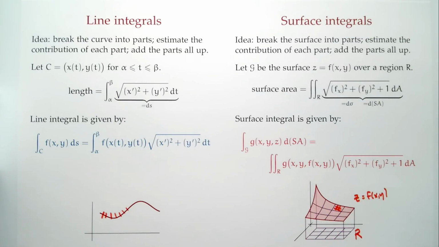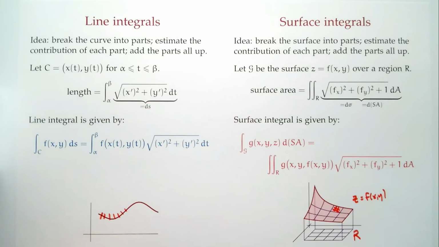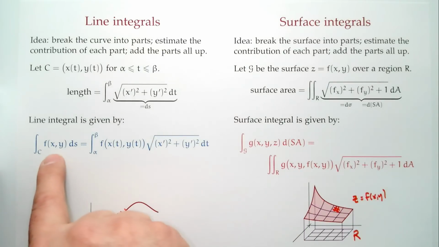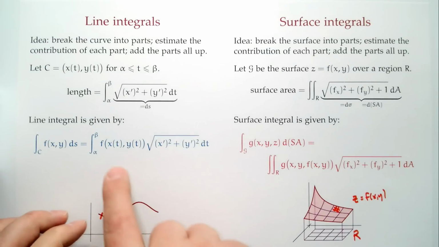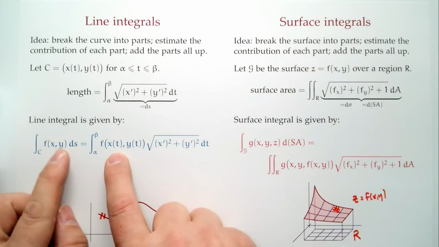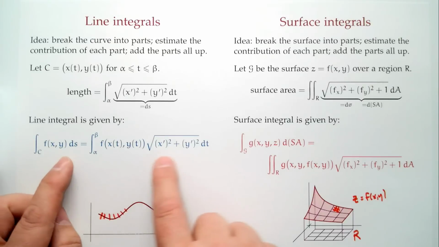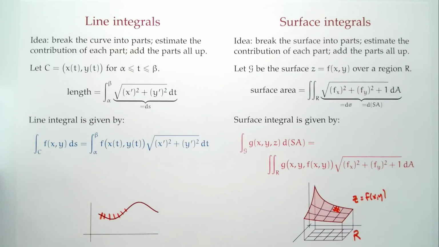And so finally, what do we get? Well, what's happening is we can think of this square root of x prime squared plus y prime squared as a small bit of arc length. So we call that ds. So if I want to integrate along the curve f of x, y ds, what we do is we put everything in terms of our parameterization t. So everything gets updated. x and y become x of t, y of t. Our bounds become alpha to beta. And our ds becomes this expression, square root of x prime squared plus y prime squared dt.